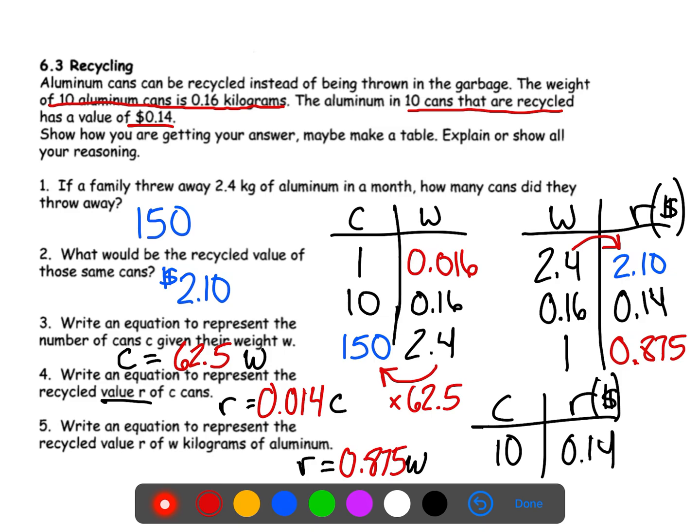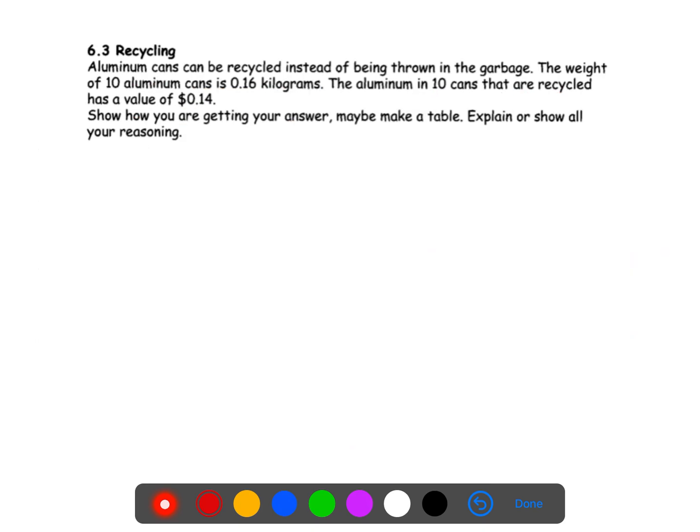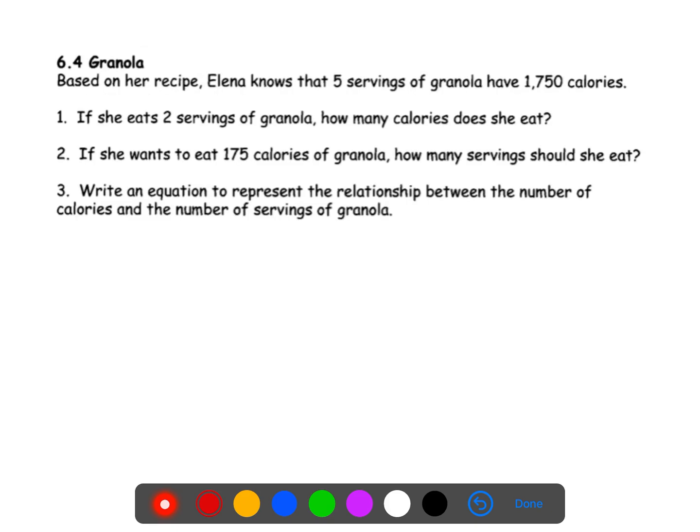I know this was a little bit longer lesson video today, and what I want to do is give you the opportunity to look at activity 6.4 granola in your handout. The questions are a little bit easier than what we just did. You're certainly welcome to make a table for those granola questions, or create an equation. But remember, you always want to start by finding that unit rate and that constant of proportionality that you can use to answer your question.